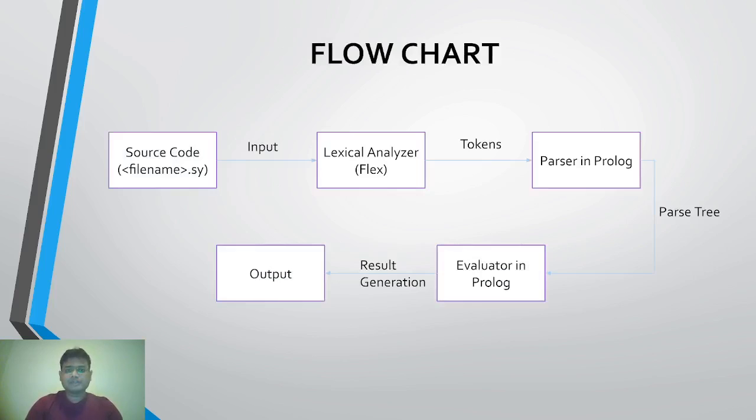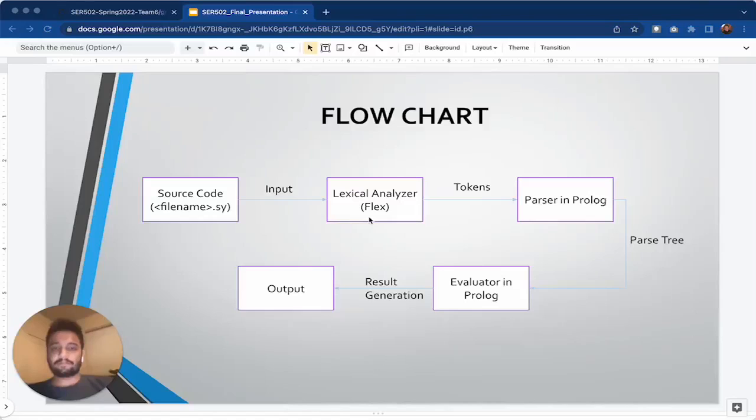Now coming to the flowchart, it contains the source code which has the extension .s5, which is short for Sparky, which is given as input to the lexical analyzer, which we have written in Flex, and the list of tokens which is generated by the lexical analyzer is given as an input to the parser, which is written in Prolog in our case, and the Prolog parser on success will generate a parse tree which is given to the evaluator, which is also written in Prolog in our case, and finally the evaluator will generate the final output.